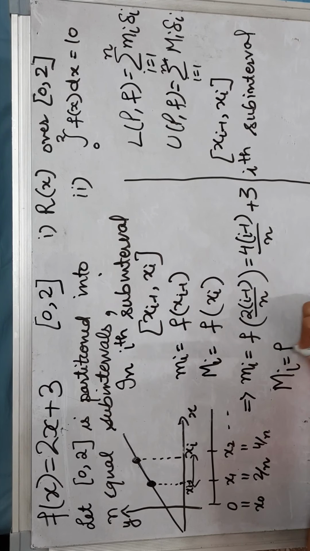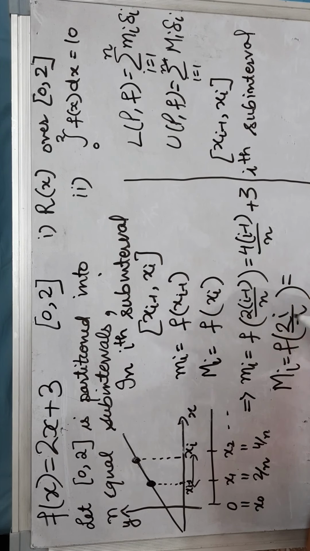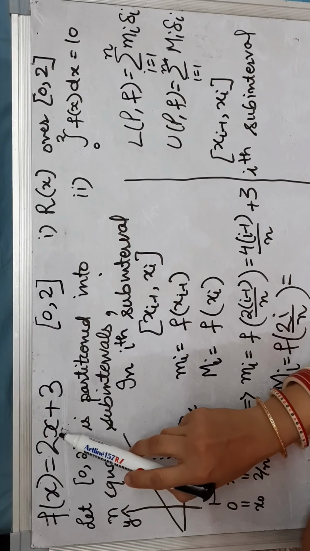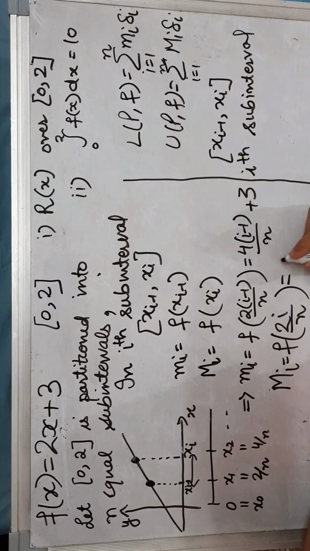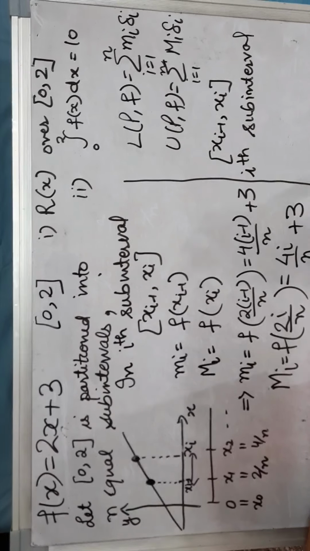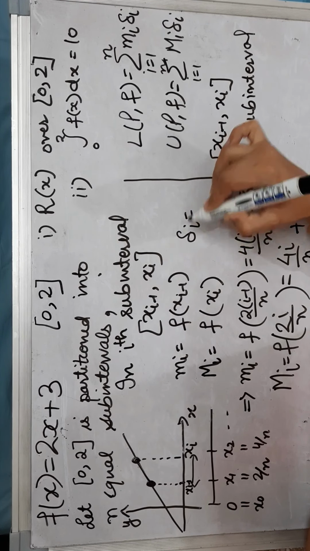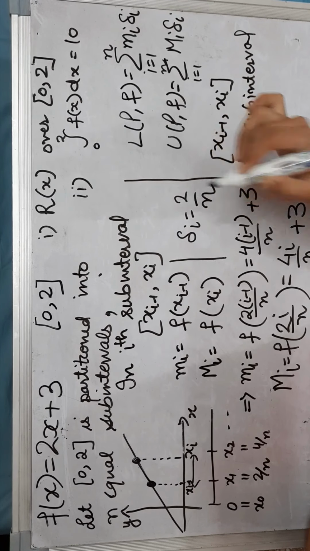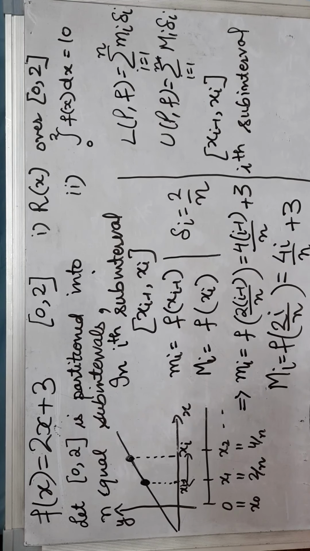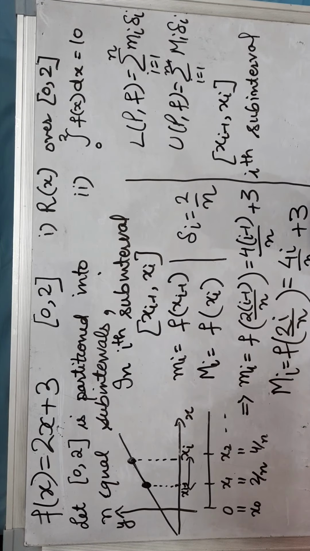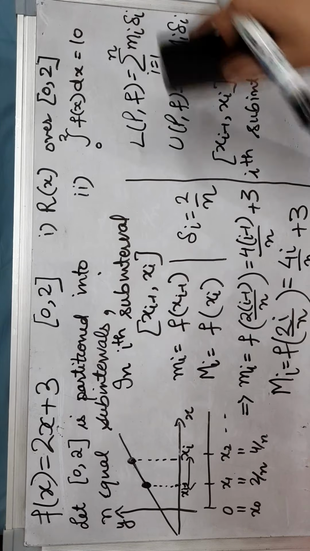Similarly, capital Mi will be f of 2i by n, because that's f of xi, xi is 2i by n. So the value of the function evaluated at 2i by n, that is 2 into 2i by n, 4i by n plus 3. This is capital Mi and small mi, and delta is the length of the subinterval, that is 2 by n for every subinterval. Fine. So in the next slide I will be finding LPF and UPF by plugging in these values into this formula.